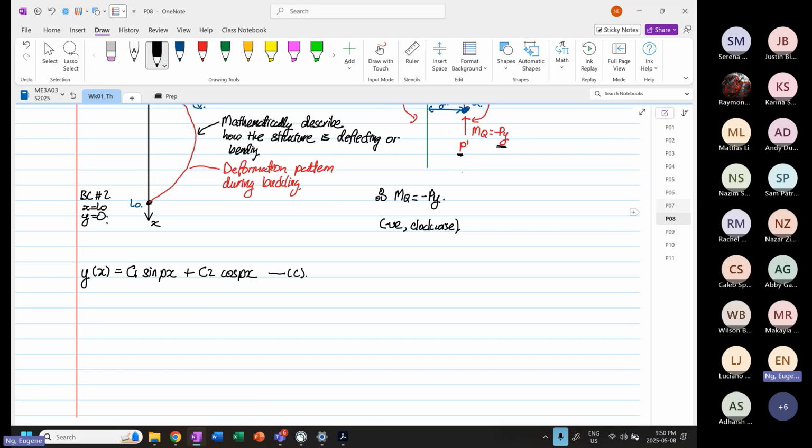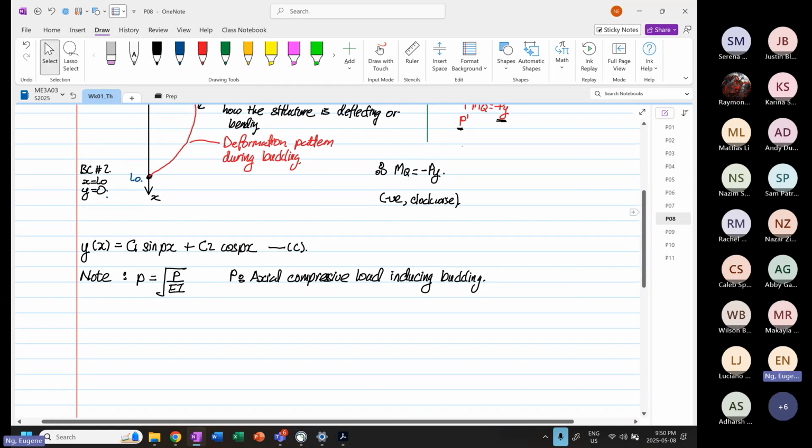Just to note that P, small p, is equal to square root of big P over EI, where P is the axial compressive load inducing the buckling. Because we're going to substitute.